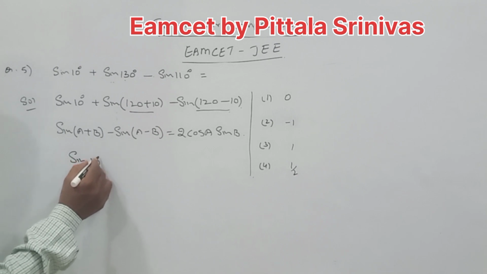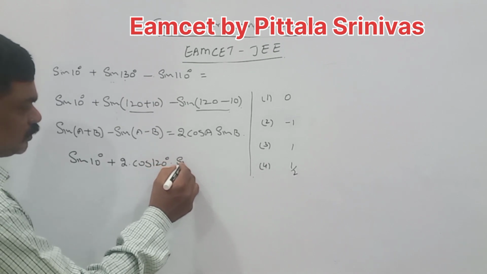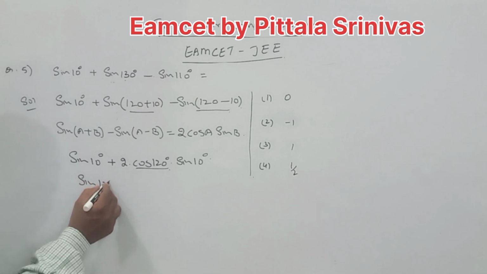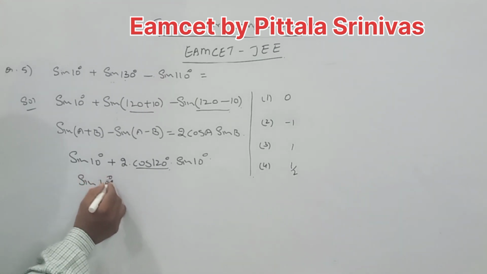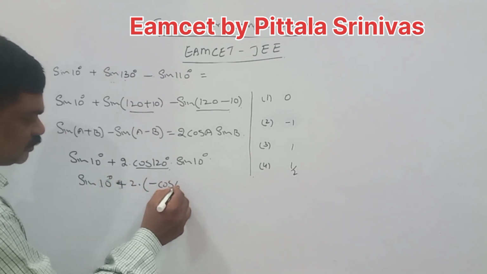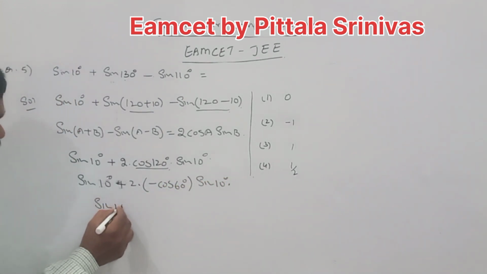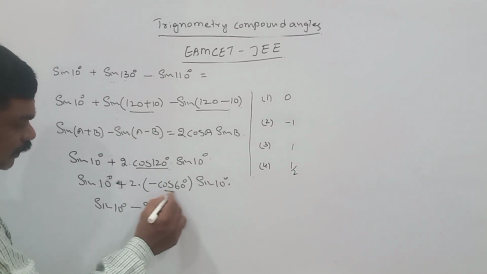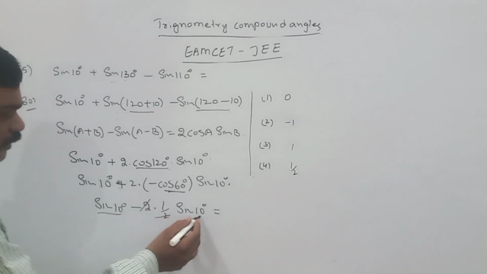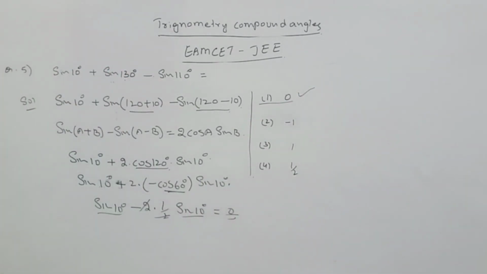So sin 10 degrees plus 2 into cos 120 degrees into sin 10 degrees. So sin 10 degrees plus 2 into minus cos 60 degrees into sin 10 degrees. So sin 10 degrees minus 2 into 1 by 2, this value, into sin 10 degrees. This cancels. Sin 10 minus sin 10 is 0. So we have option 1 as the answer. Okay, all of you. That's all.